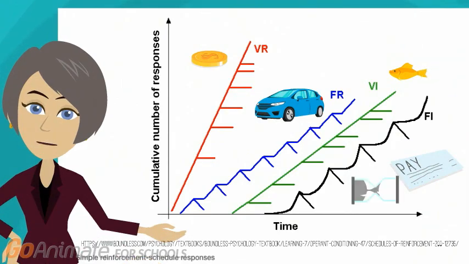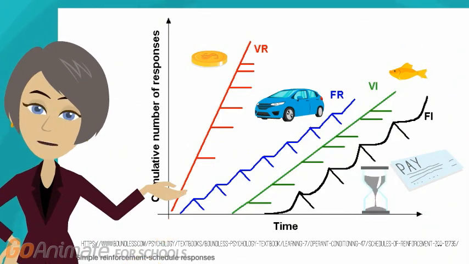These 4 reinforcement schedules offer different response patterns that you can see here. The variable ratio is unpredictable, and it has high yields and steady response rates with little pause after reinforcement. That example was the casino and the slot machine. A fixed ratio schedule is predictable, and it produces a high response rate, and there's a short pause after reinforcement. The example for this was the car sales.